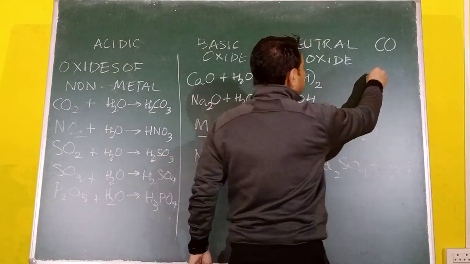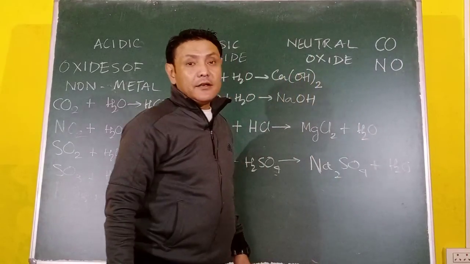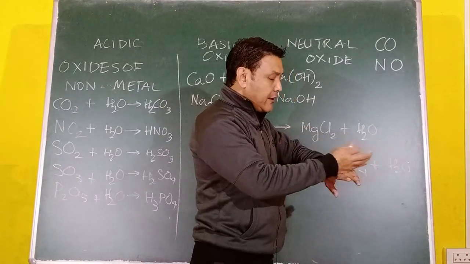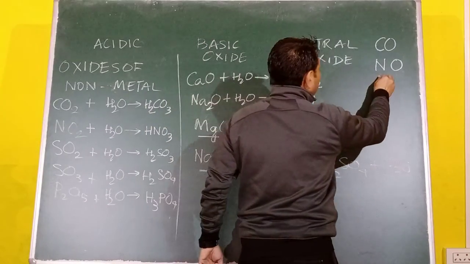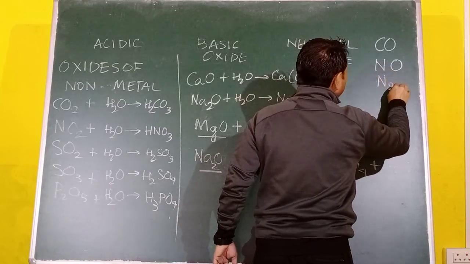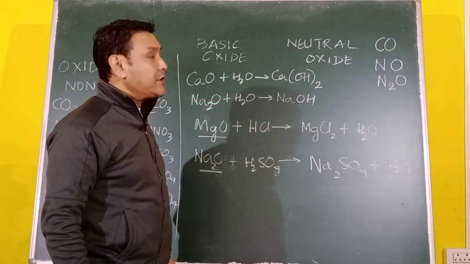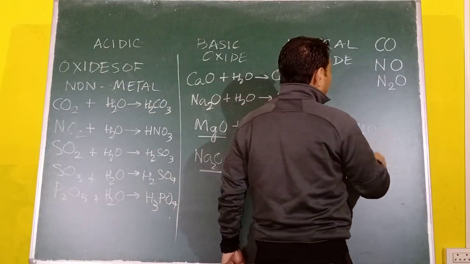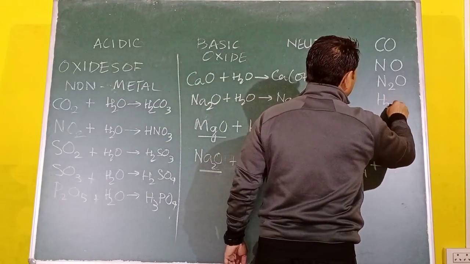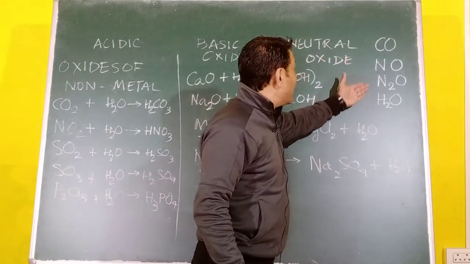Okay. Next is nitric oxide, or nitrogen monoxide as we call it. And the other one is nitrous oxide, dinitrogen monoxide. And the other one is dihydrogen monoxide, that is simply water. They are neutral in nature. These are oxides of nonmetals.